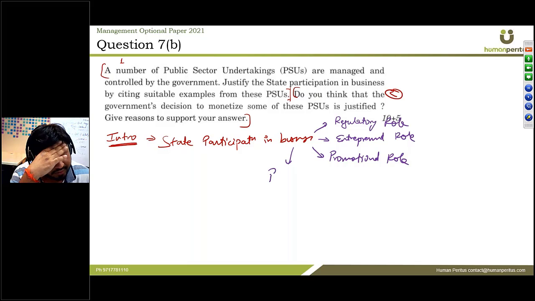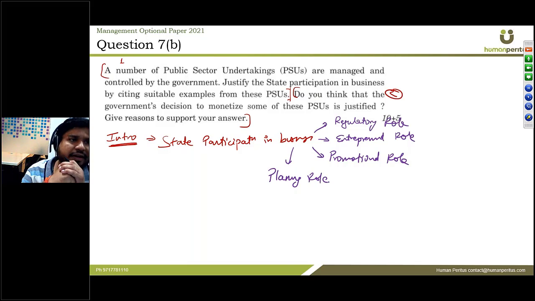चौथा आपका हो सकता है प्लानिंग रोल, जो कि अब थोड़ा सा नीति आयोग के आने के बाद डिफरेंशिएट है कि इकोनॉमिक प्लानिंग भी गवर्नमेंट करता है, तो वो इकोनॉमिक प्लानिंग भी स्टेट पार्टिसिपेशन, बिजनेस में एक तरीके से पार्टिसिपेशन है. तो ऐसे आपने नाइसली इंट्रो दे दिया. ठीक है, अब हम क्वेश्चन के एसेंस को समझते हैं.